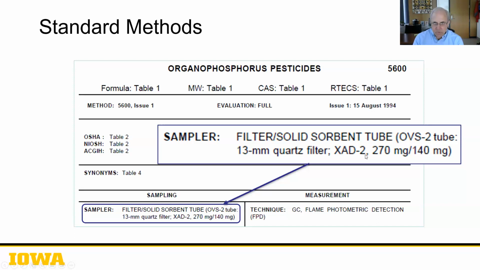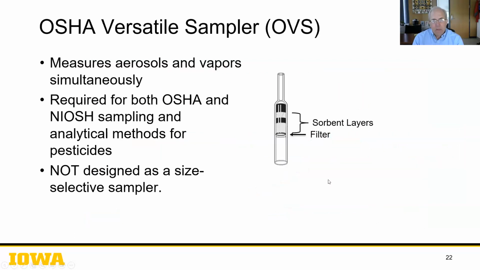Well, first of all, the -2 stands for the XAD-2, which again is the type of sorbent media. So now we're down to the OVS, and it stands for the OSHA Versatile Sampler. So this thing was designed to measure aerosols and vapors simultaneously, which is exactly what we want. It's required by a variety of OSHA and NIOSH sampling methods, and it has one unfortunate characteristic, which is it is not and was not designed as a size selective sampler. So we can't assume that it is inhalable.